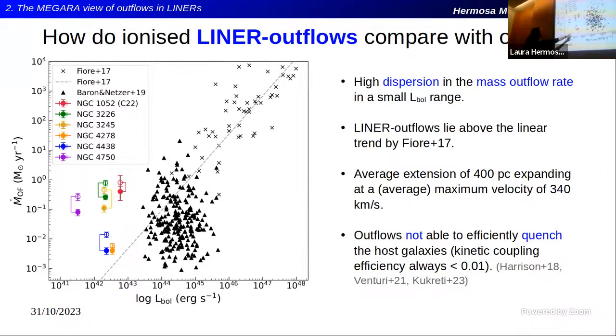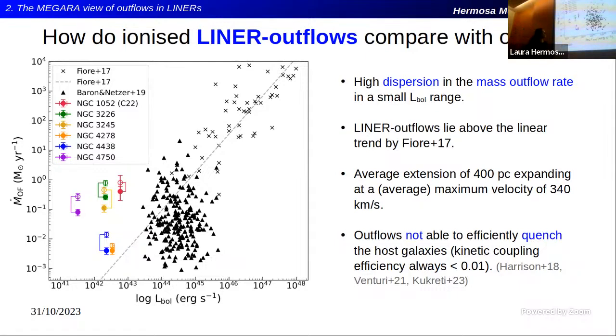So this is telling us that these outflows that we're detecting in LINERs are stronger than were initially thought for these AGNs. But also, in any case, we are finding very compact outflows, with parsec-scale outflows, and deriving their energetics, we are seeing that these outflows definitely are not able to quench the host galaxy, so they are not expected to have a huge impact on the evolution of the gas content of the system.